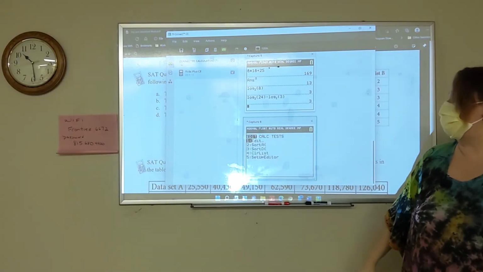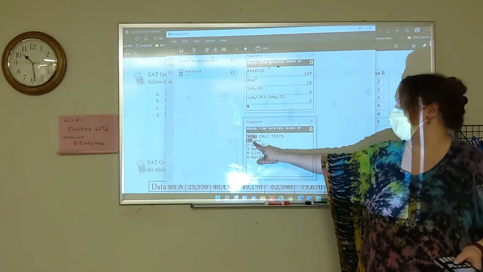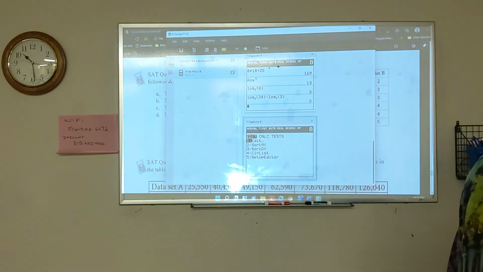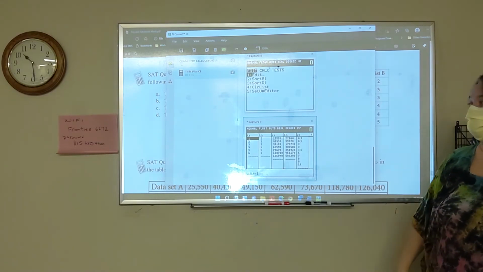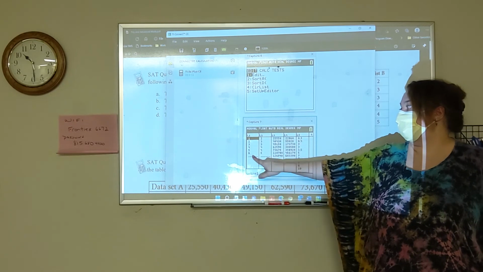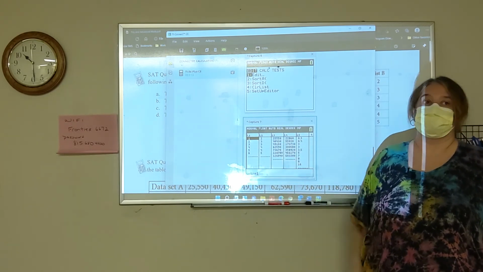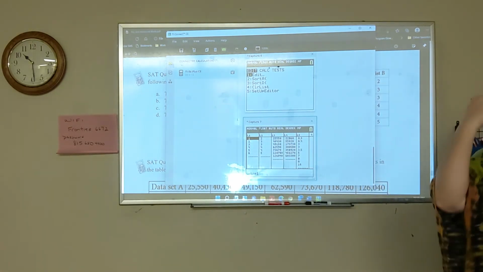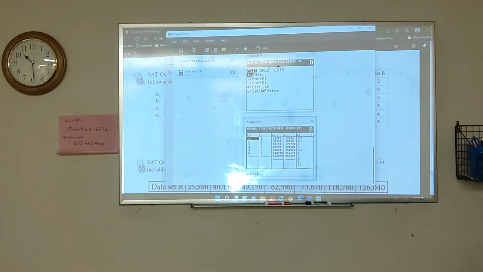Brings up this lovely menu right here. We're going to choose edit, this very first option. And it's going to bring up a bunch of lists. Yours are probably going to be blank. Mine have stuff in them. Put list A in list 1 and put list B in list 2. Which are those numbers, by the way. Don't worry about list 3 and list 4. Just ignore that.